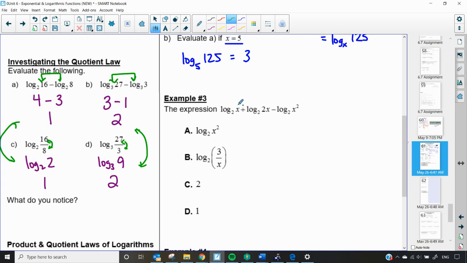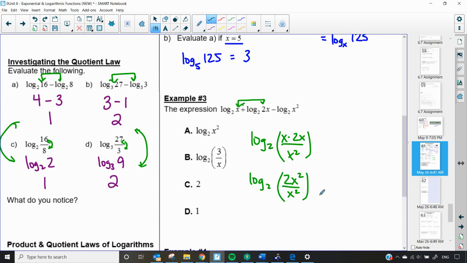We're adding, meaning we're going to multiply our two arguments, and we're subtracting, meaning we're going to divide by x squared from the x and the 2x. So writing this out, we're going to have log base 2 of x times 2x, all divided by x squared. Simplifying, that gives us log base 2 of 2x squared divided by x squared. Simplifying, we're left with log base 2 of 2, and we know from our previous identities that that is equal to 1.